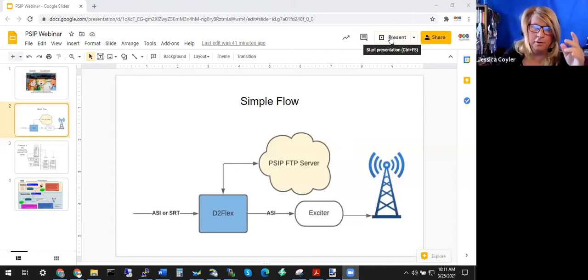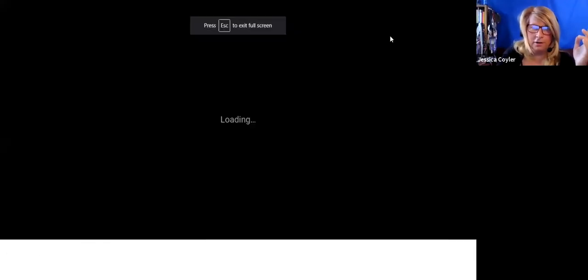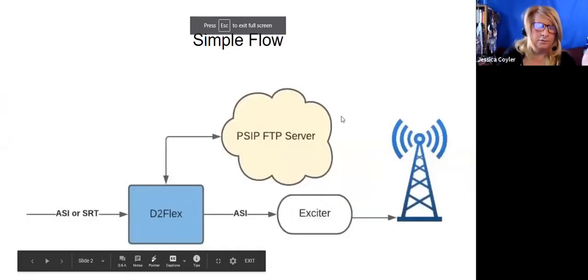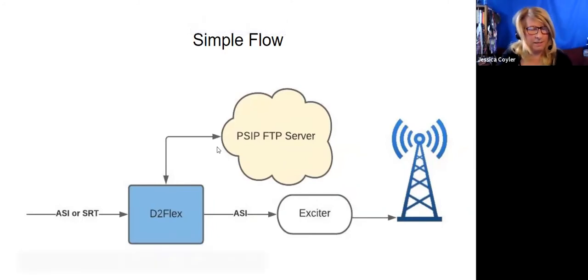By doing that, it's very beneficial for a number of reasons. Number one, you can literally use just about any encoder, any ASI. In fact, you don't even need an encoder. If you're pulling this in from a remote location far away, all we need is the ASI or the SRT.